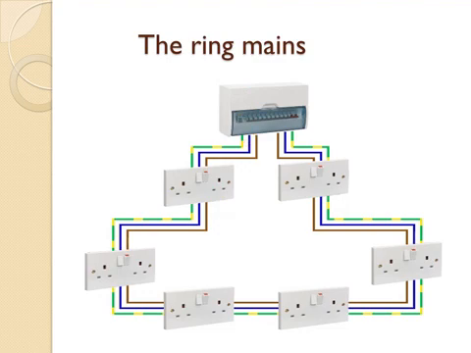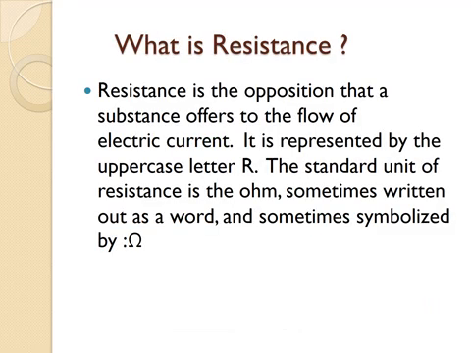So while using the ring main, we suffer from something that is called resistance. The electric current suffers from the resistance. So we are going to discuss what is resistance. Resistance is the opposition that a substance offers to the flow of electric current. It is represented by the uppercase letter R, capital R. The standard unit of resistance is the ohm, sometimes written out as a word and sometimes symbolized by this. You can see this is a symbol which is used for ohm.